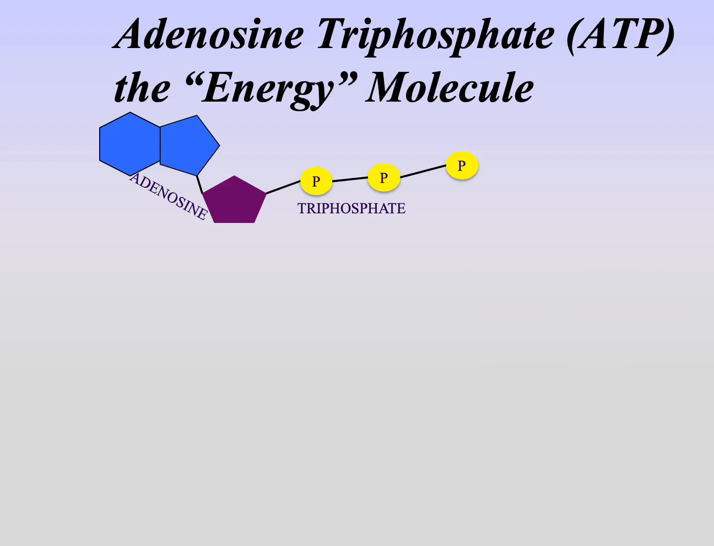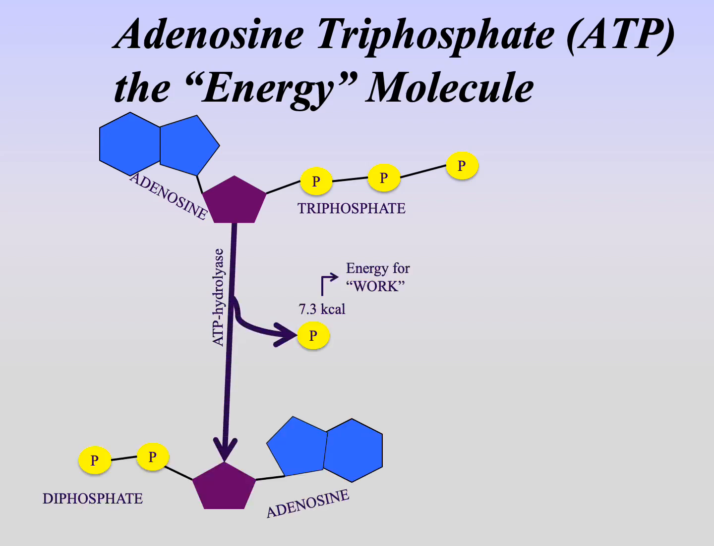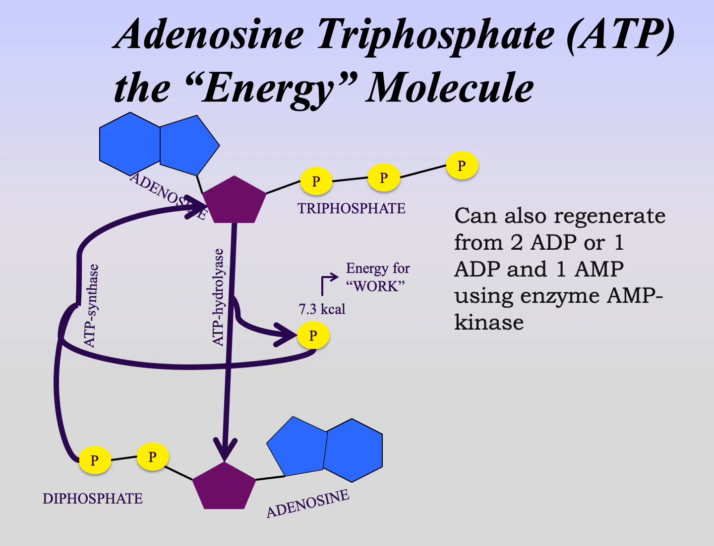So how do we go about using this ATP and then cycling it back? Well, we start by hydrolyzing it to free up a phosphate. Freeing up a phosphate gives me 7.3 kilocalories of energy to do work by the cell. We will then go about reforming it. I can also reform this by taking two ADPs and sticking a phosphate, forming an AMP. And I can also do it by taking an ADP and an AMP and sticking them together using adenylate kinase enzymes, whether it's AK or AMPK. We'll get into that when we talk about the anaerobic pathways in a second.